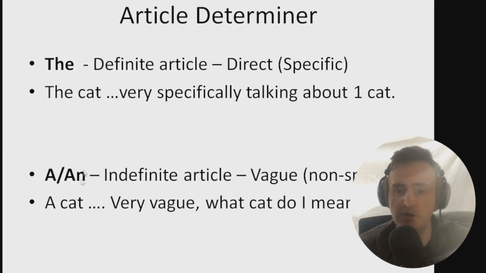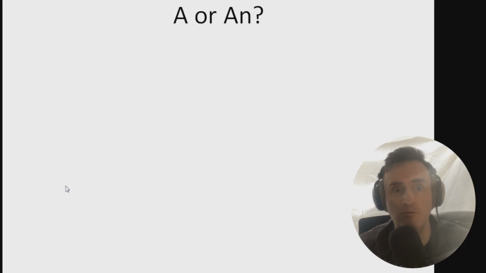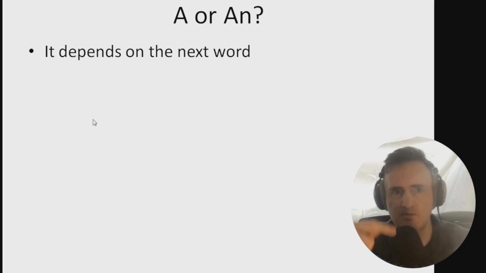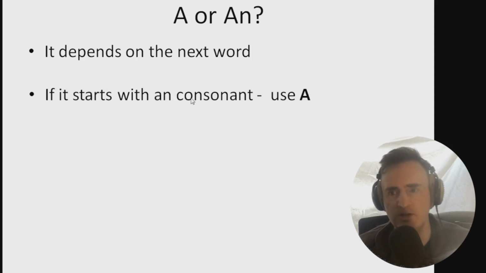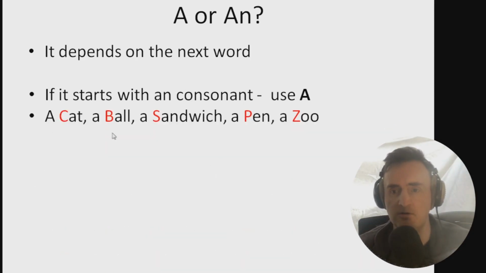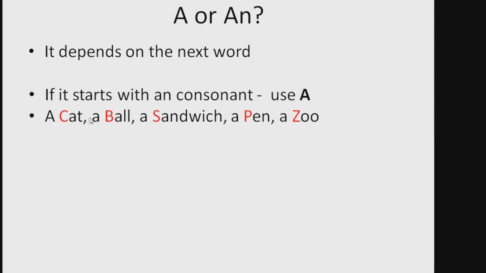And obviously there's a big question over a or an. And it's pretty simple when you use one. What's the rule? It's very simple. It depends what the word is. So if the word you're using starts with a consonant, you use a. So a cat, a ball, a sandwich, a pen, a zoo. So all these letters in red are consonants. Hopefully you know the difference between a consonant and a vowel. But if it's a consonant, use a.